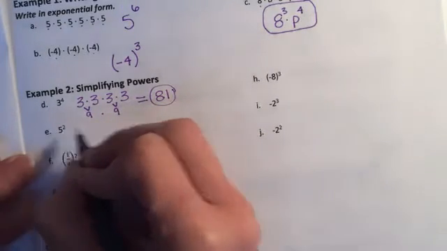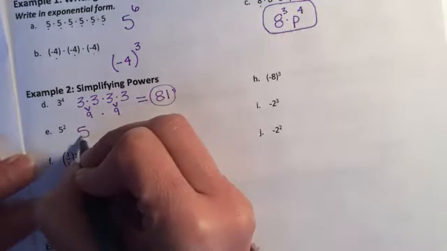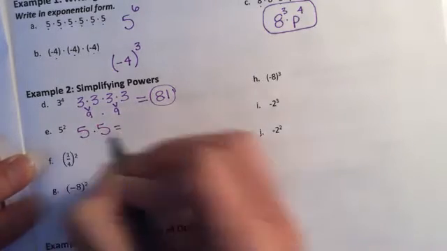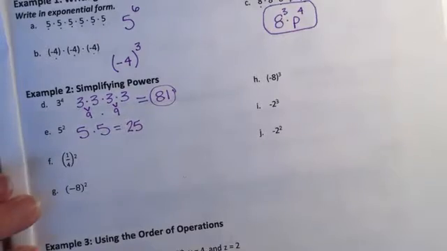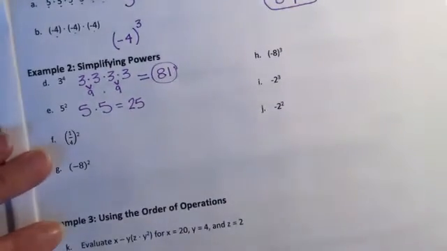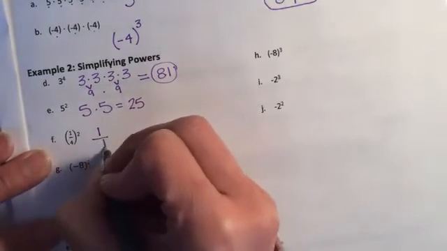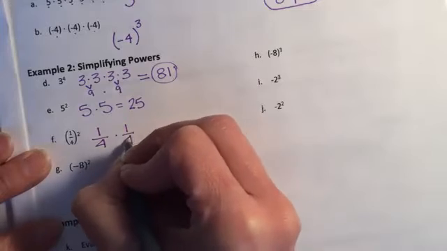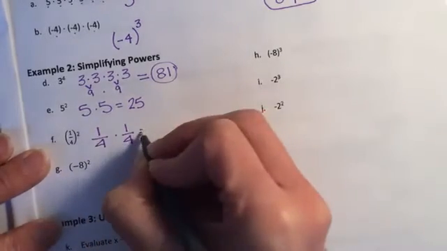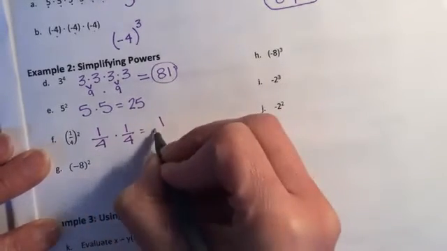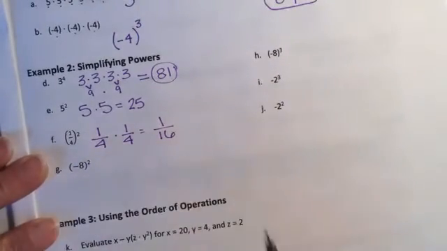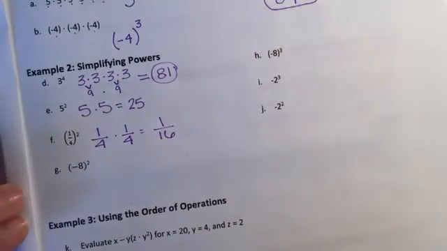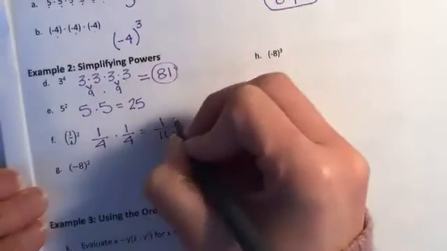The next one is 5 squared. So that's 5 times 5. 5 times 5 is 25. It works the same with fractions. This just means we're going to take 1/4 times 1/4. 1 times 1 is 1. 4 times 4 is 16. Remember, you multiply across the top and then multiply across the bottom. Usually there's nothing to reduce, but if there is, you'd want to do that as well.